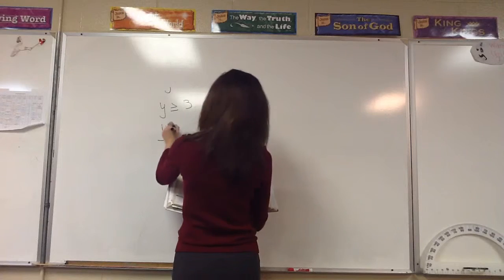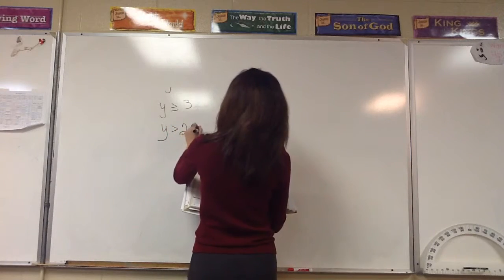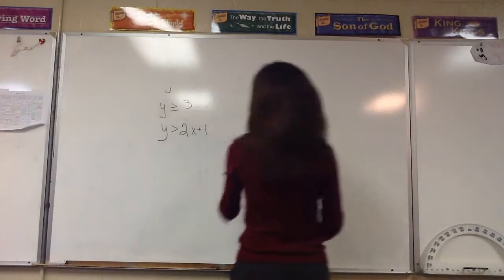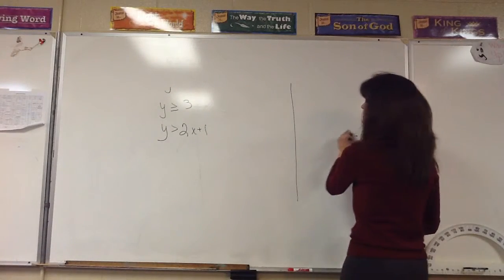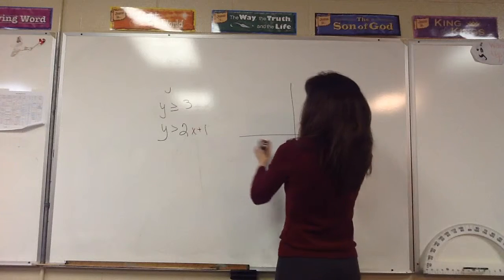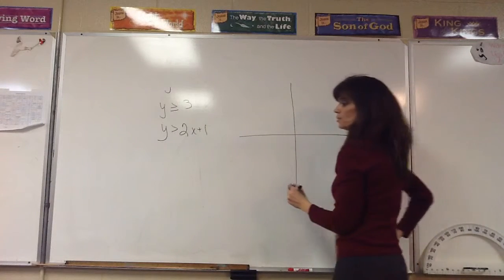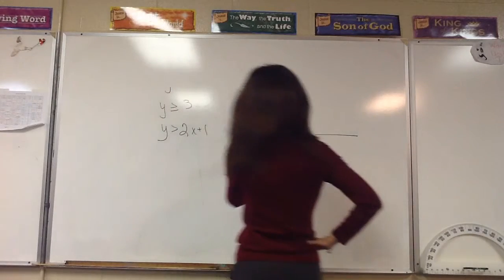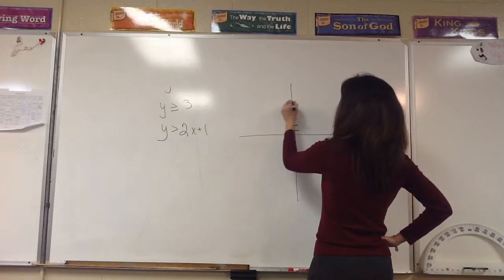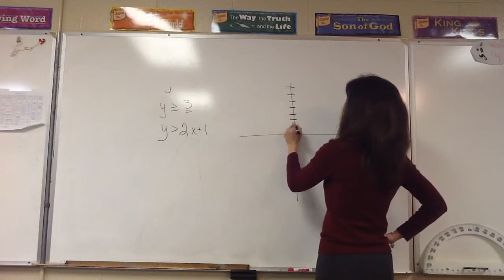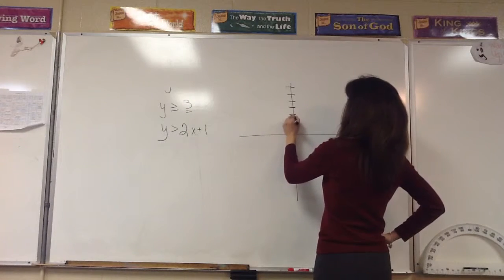Okay, so for this one, we actually have y is greater than or equal to 3, and then y is greater than 2x plus 1. With this one, I'm just going to graph it just like this. We're going to start off with y is greater than or equal to 3. So I'm going to go to 3 here. If you'll notice, I do not have a slope. I just have a y-intercept, and it's 3.